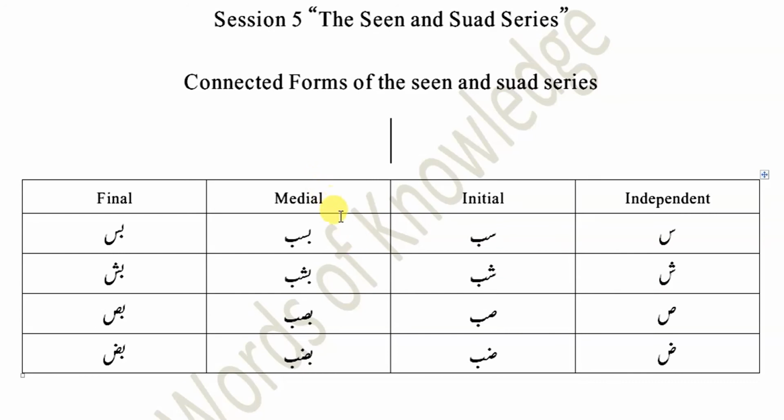Then how they look in their medial form, when they come in between two alphabets, you can see here, okay? And lastly, their final form, how they look at the end of any alphabet, you can see here, okay?